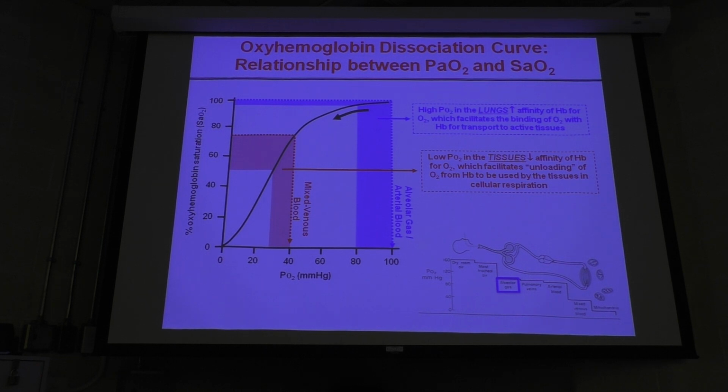So we don't want to have these sticky hemoglobin molecules that are grabbing onto oxygen at the level of the tissue. We want to have these hemoglobin molecules that are saying, you know, leave, go, transport to the cell to utilize in metabolism. And so ultimately, the low PO2s at the levels of the tissues and the mixed venous blood facilitate unloading of oxygen from hemoglobin to be used by the tissues in cellular respiration. So really, the body takes advantage of the shape of this sigmoid curve, the oxyhemoglobin dissociation curve.